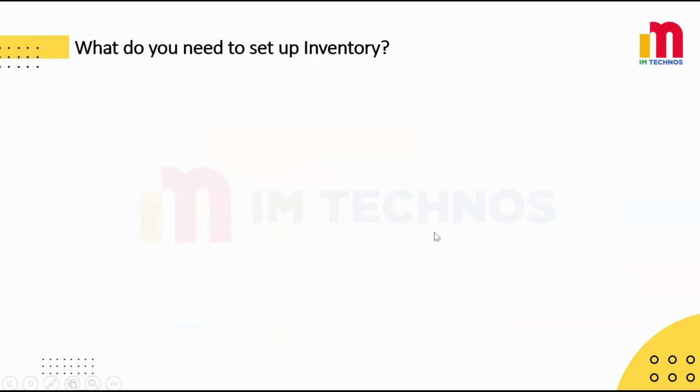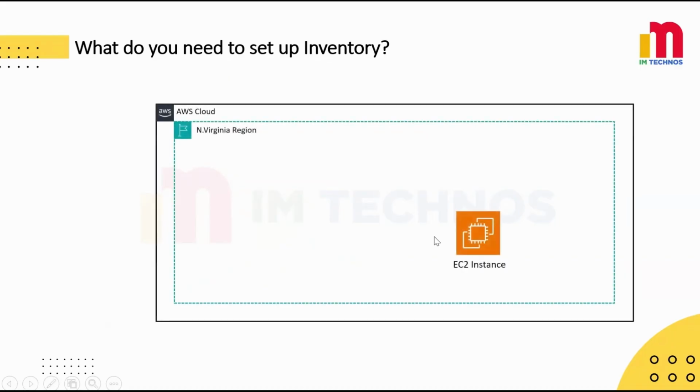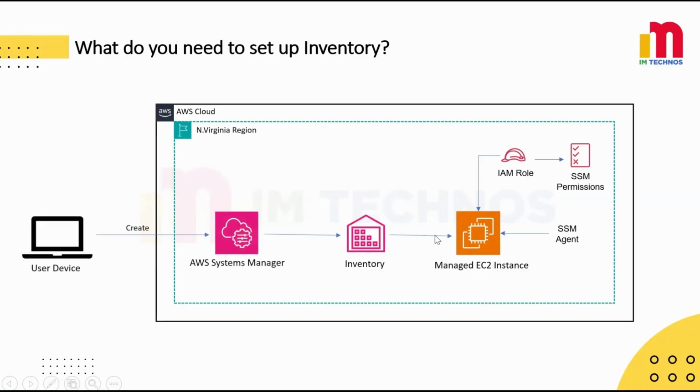To set up AWS Systems Manager Inventory, all you need is a managed instance. So what exactly is a managed instance? It's an EC2 instance that has the SSM agent installed and actively running, and has an IAM role attached with the required AWS Systems Manager permissions. Once configured, the instance appears under managed nodes, making it eligible for inventory setup without any manual effort.